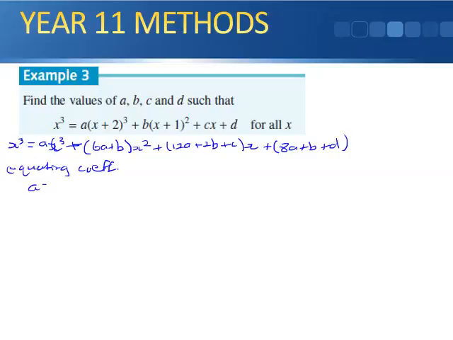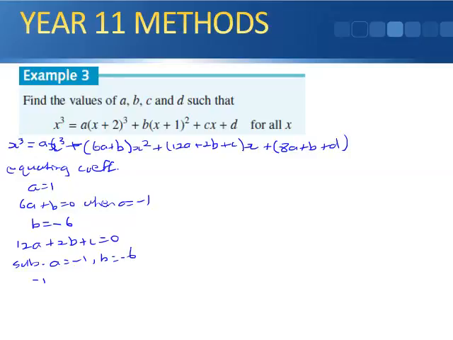gives us a equal to 1. It gives us 6a plus b equal to 0. Therefore, b equals negative 6. It gives us 12a plus 2b plus c equal to 0. But subbing in a equals 1, b equals negative 6, gives us 12 minus 12 plus c equals 0, so c equals 0.